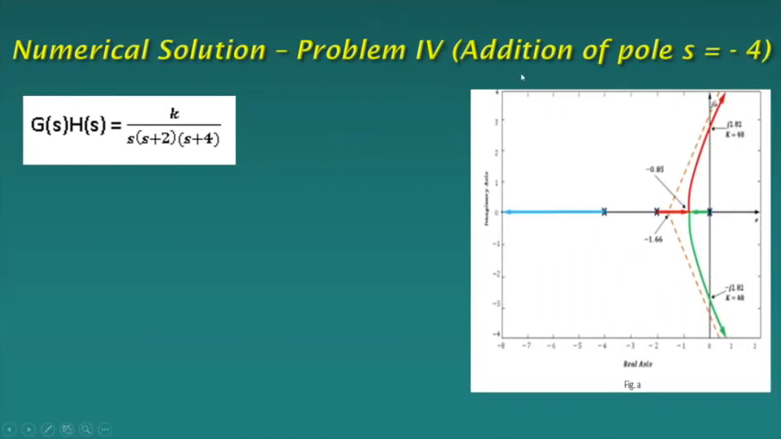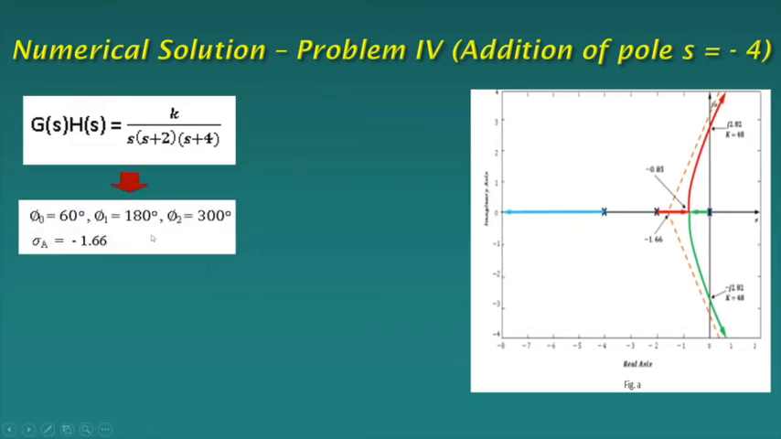Numerical solution problem 4, addition of poles is equal to minus 4. Then taking G(S)H(S) equal to K divided by S into S plus 2 into S plus 4. So this is S equal to 0, another pole is S equal to minus 2 and this is minus 4. Then we know that the number of asymptotes are 3 because P minus Z equal to 3.